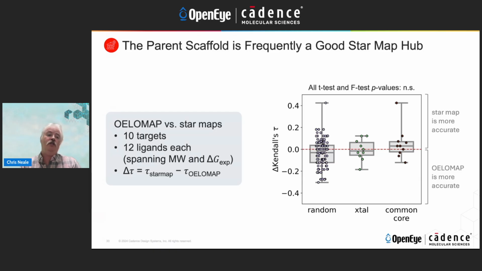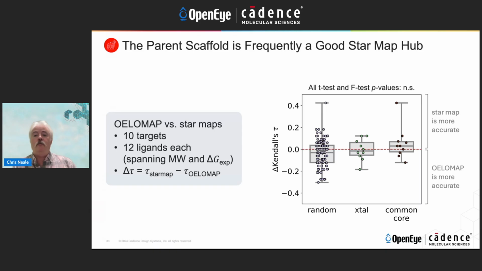In the middle shows something that's commonly done, which is to choose the co-crystallized ligand as the hub. And although that does move the median up a bit and it appears to shrink the variance, neither of these is statistically significant. There's simply fewer data points to represent the spread here.